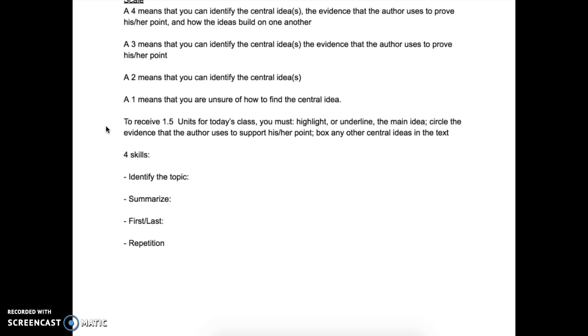Summarizing the story is skill number 2. You want to be able to do that in about 10 to 12 words. The first and last sentence are keys to identifying that main idea. Oftentimes the author will introduce with the first sentence and recap with the last. And anytime you see repeated ideas, you know that repetition is important. Otherwise the author wouldn't do that. So you know that those repeated ideas are important.